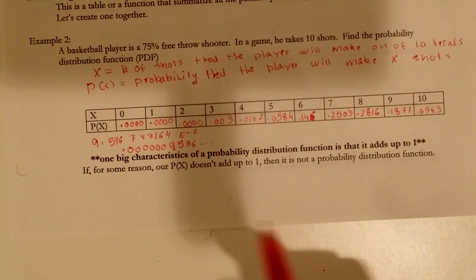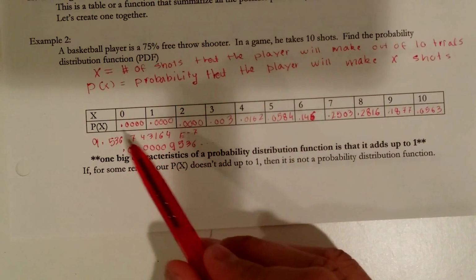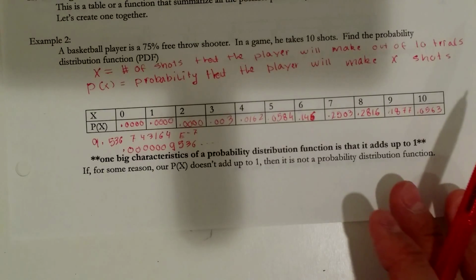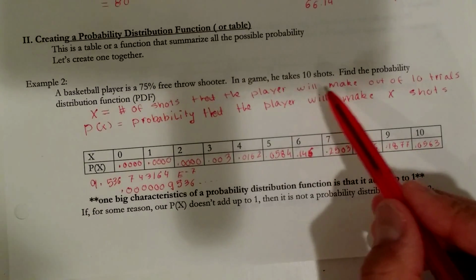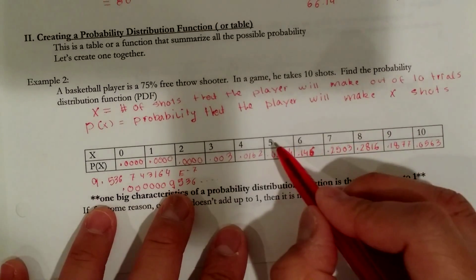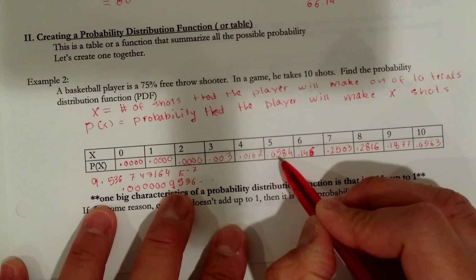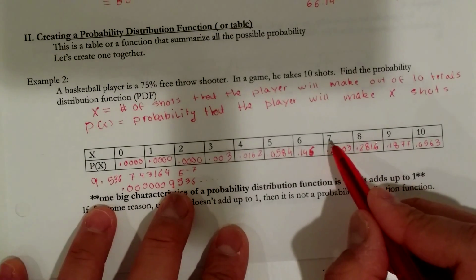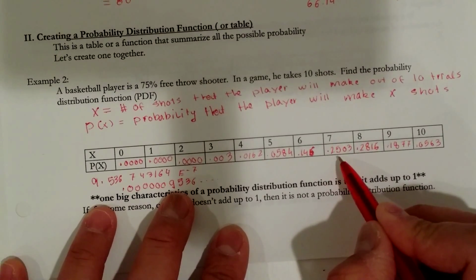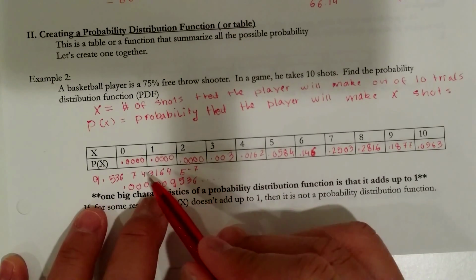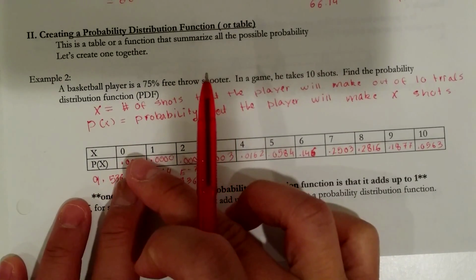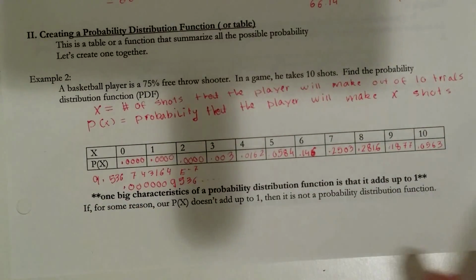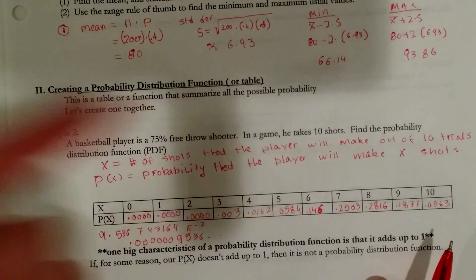Okay, so guess what? We just found the probability for the number of successes out of 10 tries. So let's say, again, the player takes 10 shots. What's the probability that he'll make exactly 5 shots out of 10? 5%. If he takes 10 shots, what's the probability that he's going to make exactly 7 shots? Well, about 25%. So it's a table that displays the probability for all the successes out of 10. Okay, that's called a probability distribution function or table.